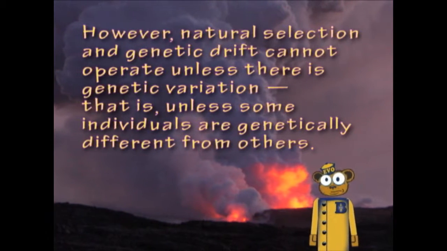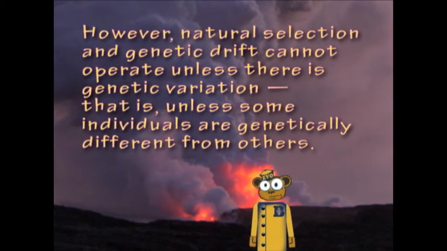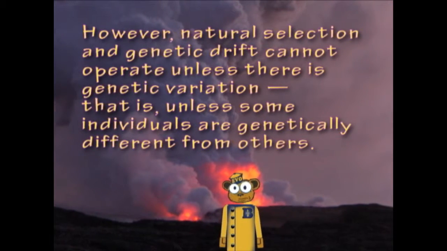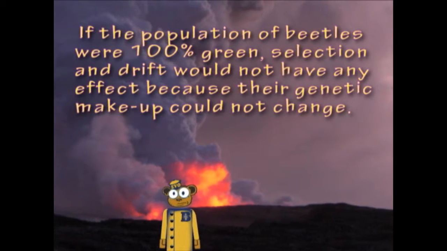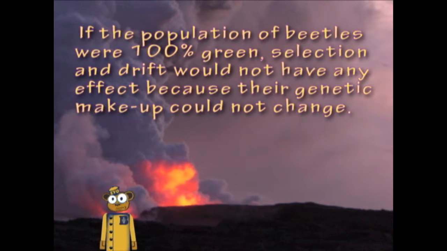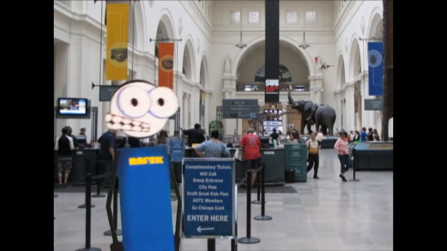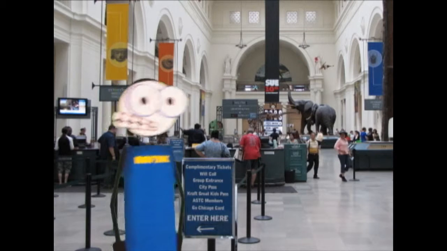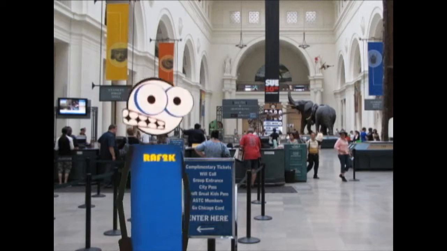However, natural selection and genetic drift cannot operate unless there is genetic variation, that is, unless some individuals are genetically different from others. If the population of beetles were 100% green, selection and drift would not have any effect because their genetic makeup could not change. This part is true. Are you enjoying the vast fluctuation between true and ridiculous? It's a lot like reading the ingredients on Cheetos or Twinkies. Occasionally, you see something real among all the alien substances.